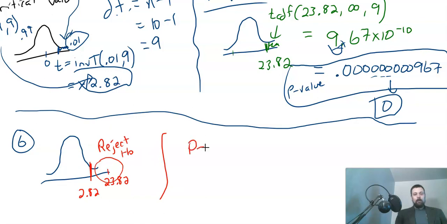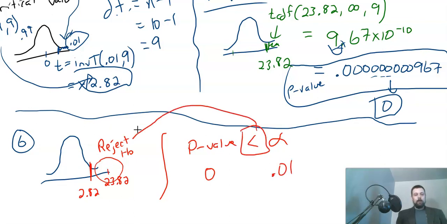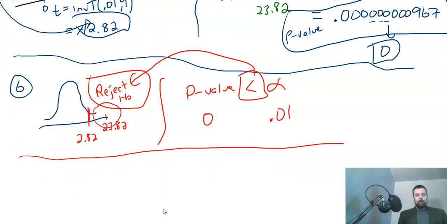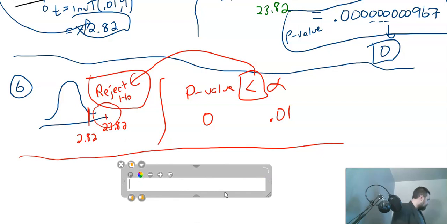For the p-value, we compare that to alpha. The p-value is practically 0. Alpha is 0.01. The p-value is less than alpha, so we reject the null hypothesis. So our final conclusion then is going to be that we should say what about the claim? Is it sufficient evidence or not sufficient evidence?